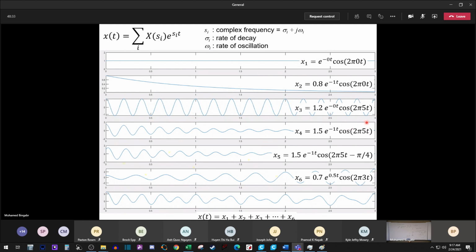If I find X for this special s, let's call it s0, you will get a number. That number will be 1.5, something close to 1.5. And it tells you this frequency is present in this signal, with a strength of 1.5. That's the Laplace transform.